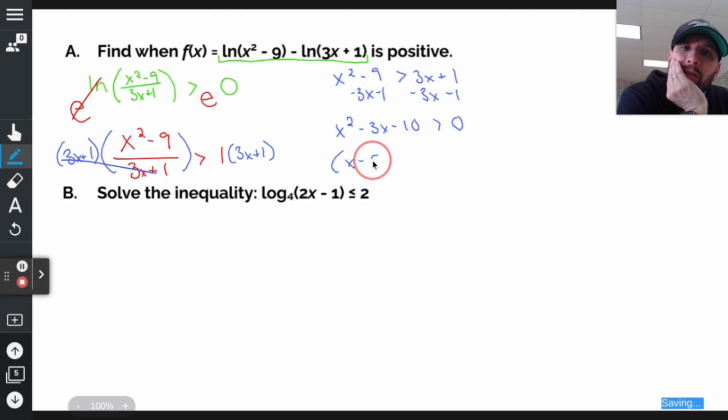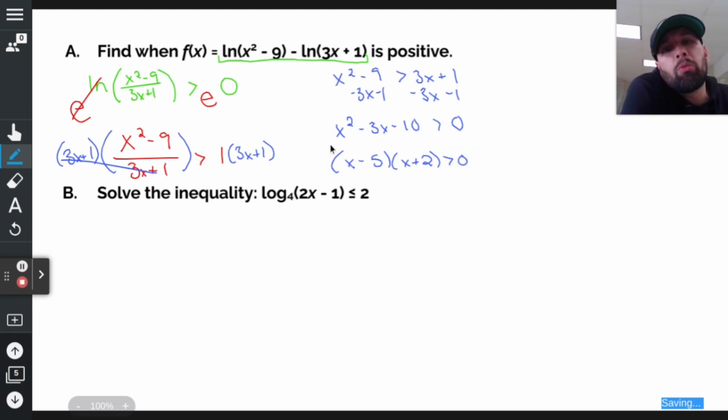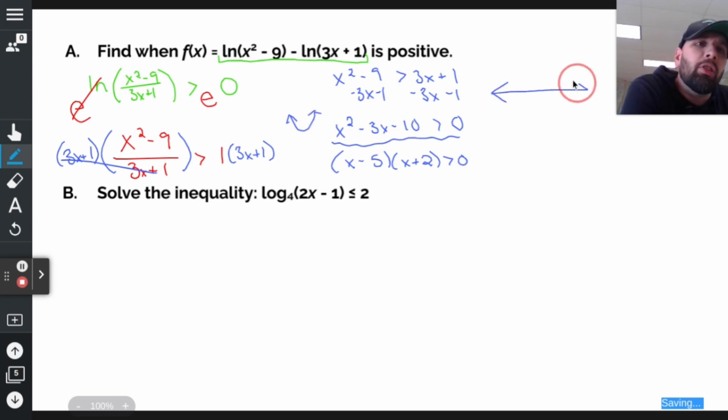X minus 5, x plus 2. Now, this harkens back to unit 1, where I would give you something that looks like this and ask you to do it. And so what you would do is you would say, well, this is a parabola, looks like this. Okay. And I have to find the zeros, which I just found at negative 2 and 5.